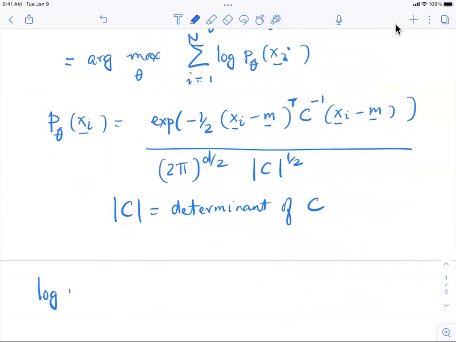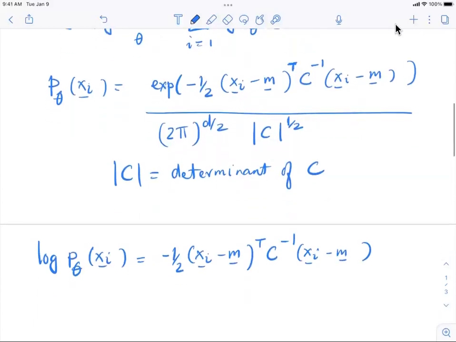And so let's take the log to see what that looks like. So log of p theta of xi is minus half that quadratic term that we had in the exponent, minus d over 2 log 2 pi. This does not depend on the parameters m and C at all. Minus half log of the determinant of C. That's what p theta of a single xi is.